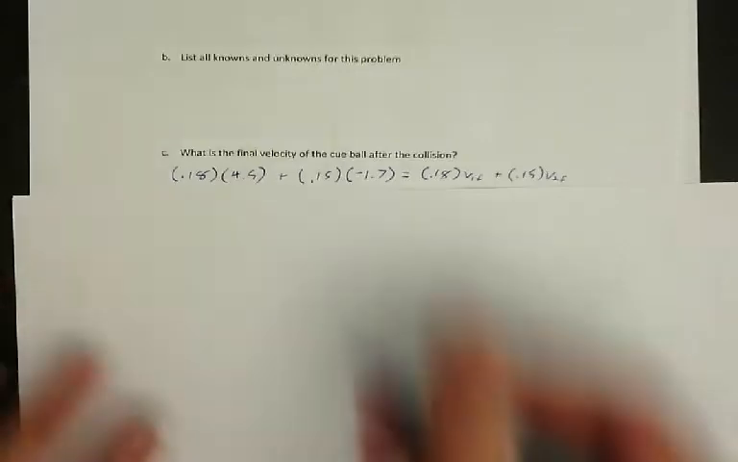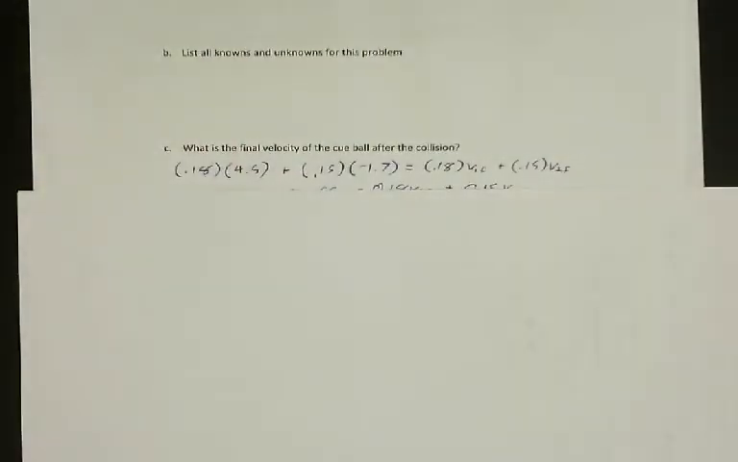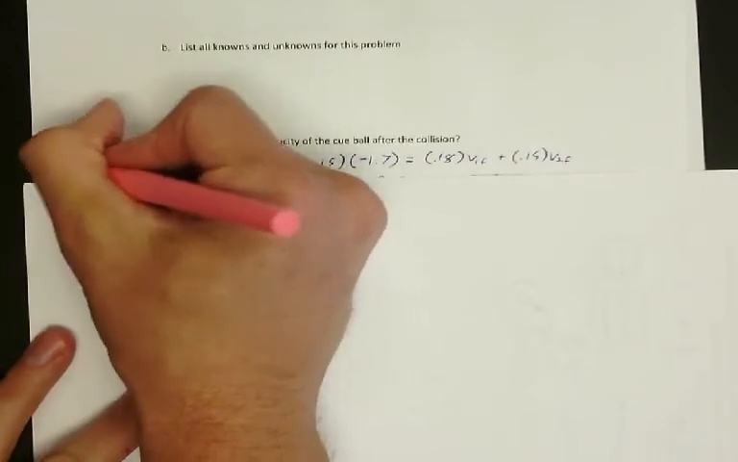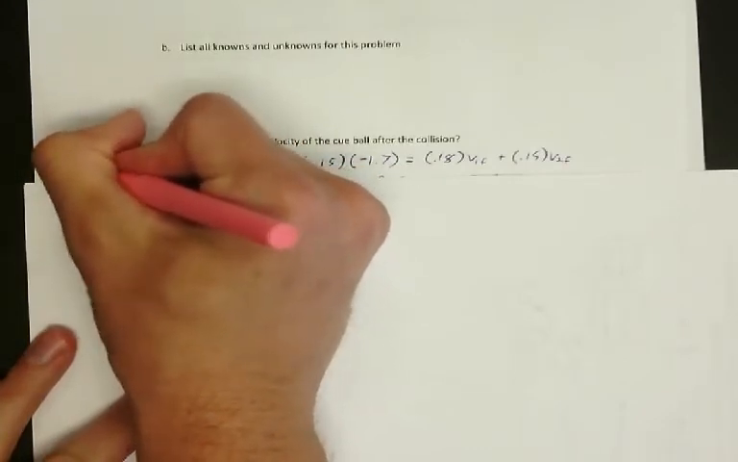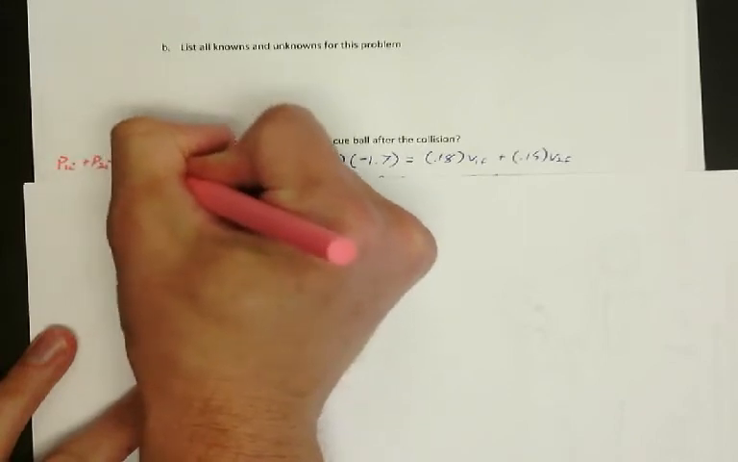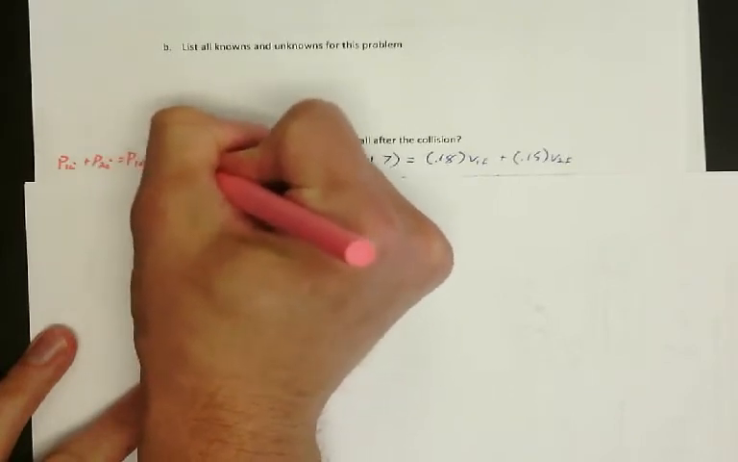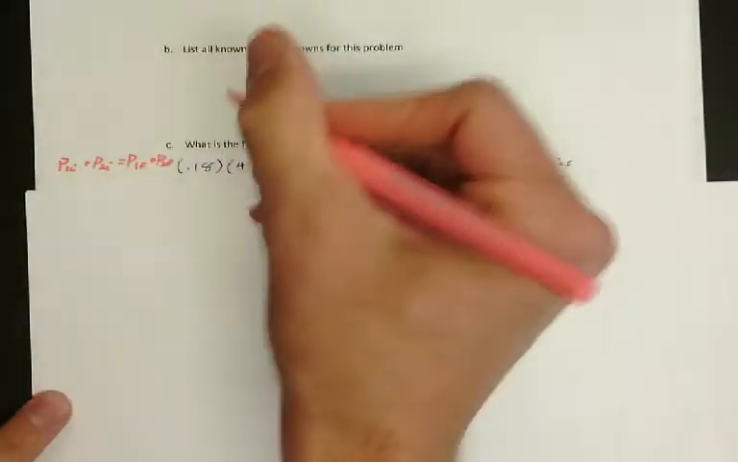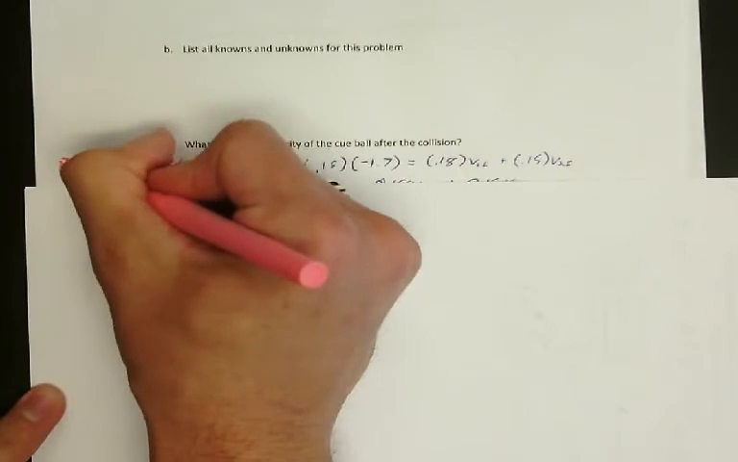First things, we're setting up conservation of momentum. Let me go ahead and write it next to here. Okay, so P1 initial plus P2 initial equals P1 final plus P2 final. That's the equation we're doing. And just as a reminder, P equals mv.